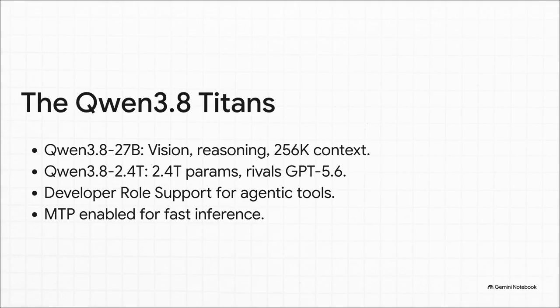Then, on the extreme other end, you have the Titan Qwen 3.8-2.4T-95B. This is a 2.4 trillion parameter beast that is actively rivaling GPT-5.6 Sol, which is literally the bleeding edge of AI right now. Both models feature developer role support, making them incredibly good at using agentic tools, so they can take independent actions like executing code, and they're MTP-enabled, which structurally optimizes them for blazing fast inference.